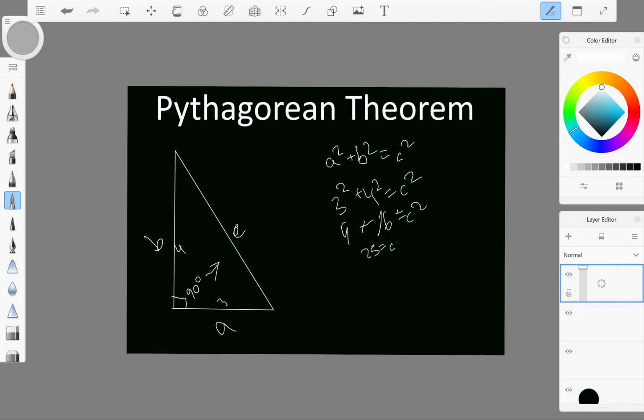25 equals c squared. Square root both sides. This is where you do the square rooting, and you get 5 equals c. So this side is 5. Now that we know that, the reason it's such a perfect thing is because this is what we call a Pythagorean theorem. Let's go ahead and go back.